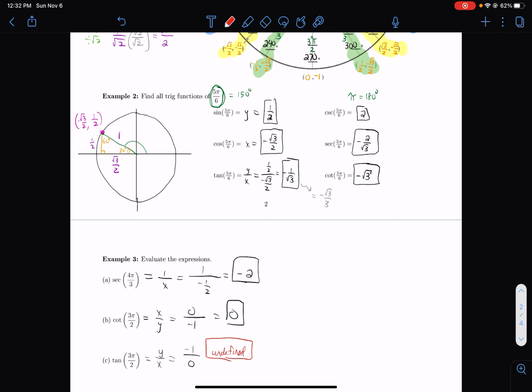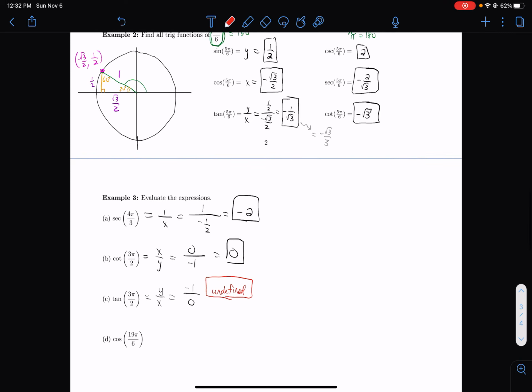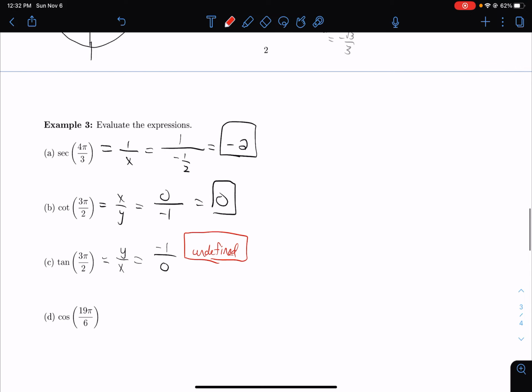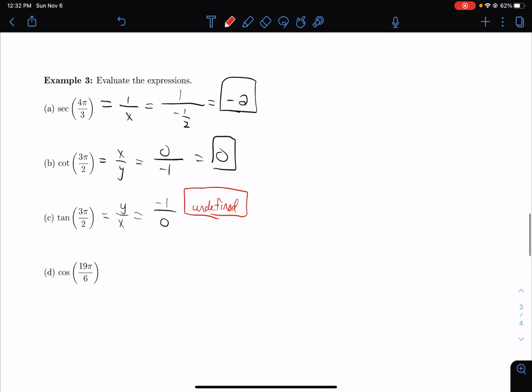That can definitely happen in the unit circle because I'll get a fraction for a bunch of these trig functions, and if the bottom is 0, it would lead to it being undefined. All right, so let's do a tougher one, and that's where I'll end this video. What if I have cosine of 19 pi over 6? Cosine of the angle 19 pi over 6.